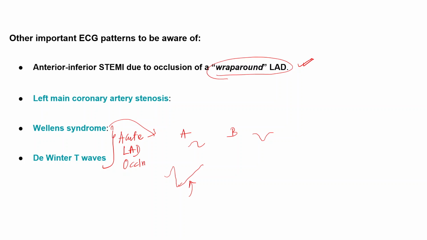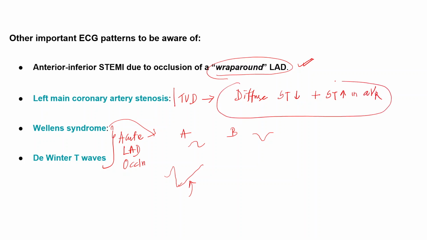There is one more pattern which is seen in left main coronary artery stenosis or sometimes in triple vessel disease. The pattern is diffuse ST depression plus ST elevation in aVR. Very important finding. If you are getting ST depression everywhere in the ECG, you will usually tend to think that this is an NSTEMI, non-ST elevation MI.